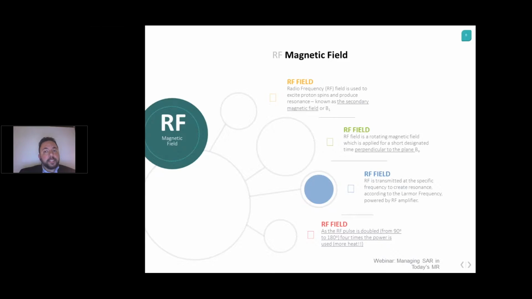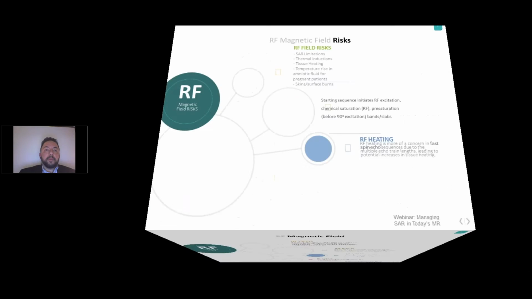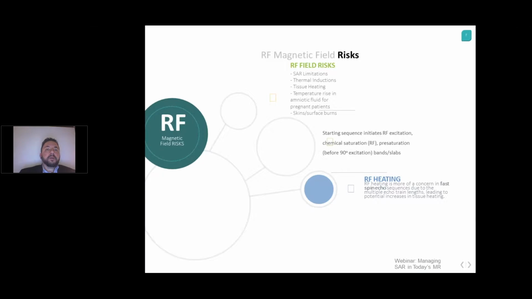RF is transmitted at the specific frequency to create resonance according to the Larmor frequency and is powered by the RF amplifier. Keep in mind that the RF pulse is doubled, and we're going to talk a great deal about this RF pulse. From 90 to 180, 4 times the power is used. This amount of power creates more heat in the patient. So what are the risks of this RF field? SAR limitations, tissue heating, again, temperature rise.